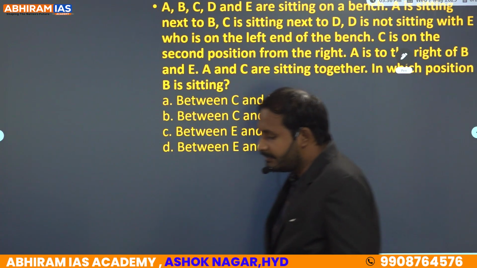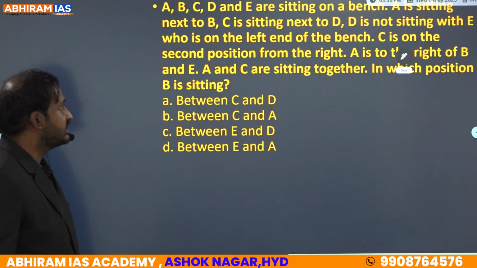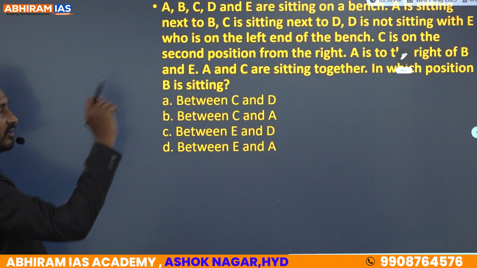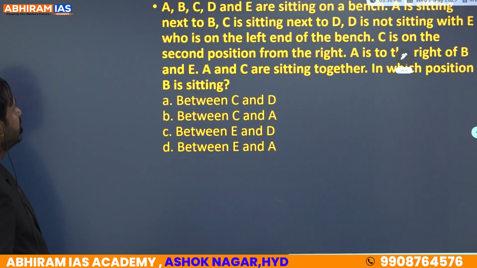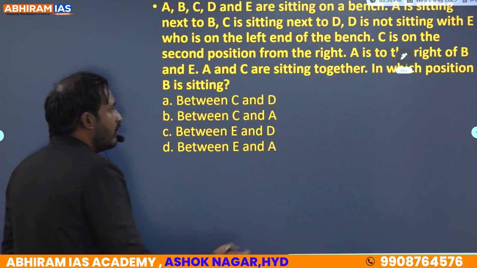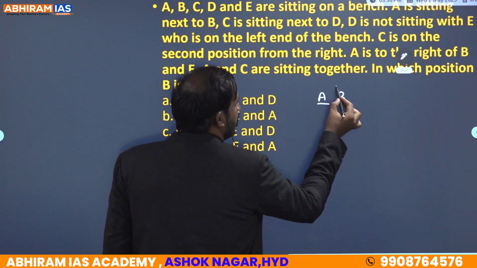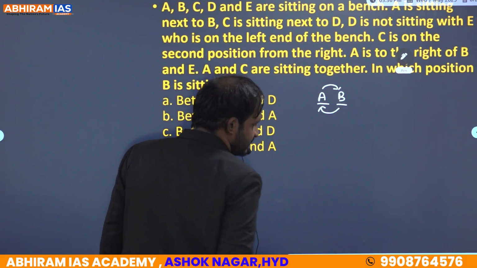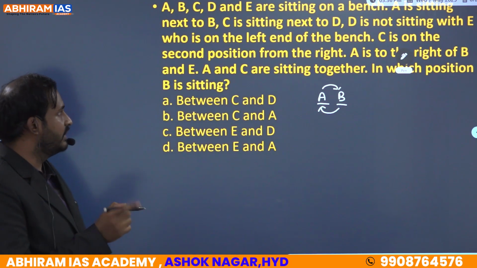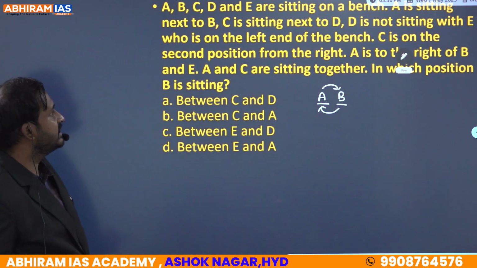See here, A, B, C, D and E are sitting on a bench, not necessarily in that order. A is sitting next to B. How will I write the data? As I already told you, I don't know who is sitting towards which side. AB can be seated or BA can be seated. Next, C is sitting next to D.